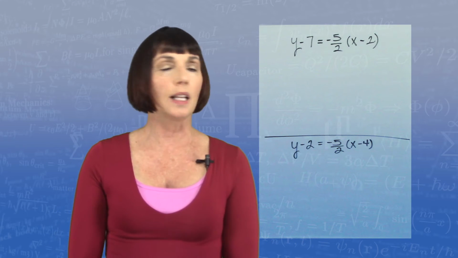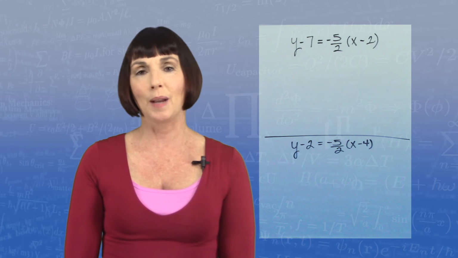At the end of our last example, we got two different equations for the same line, depending on which point we called (x1, y1) and which point we called (x2, y2). So let's do the algebra on both these equations to turn them into slope-intercept form and see what happens. Let's start with y minus 7 equals negative 5/2 times the quantity x minus 2.